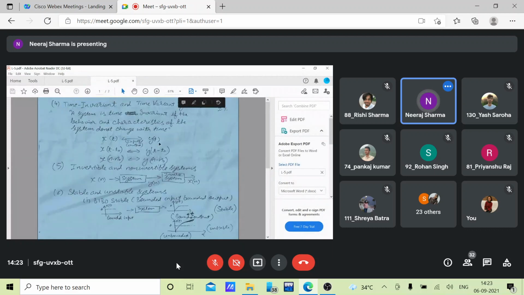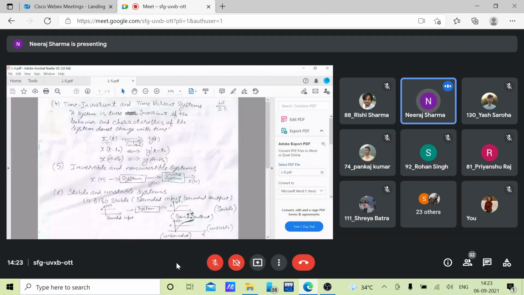Let us assume that we have an input signal x of t. This is the input signal x of t, and against this input we are getting some output from the system, that is y of t.